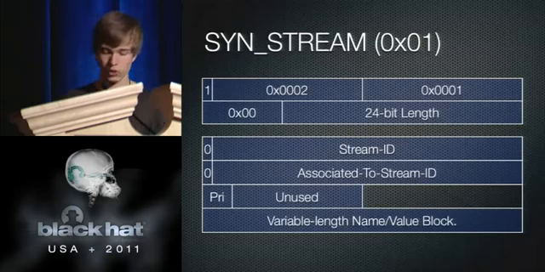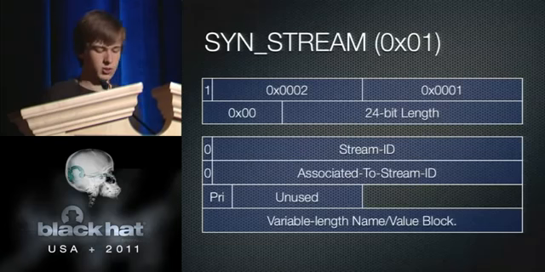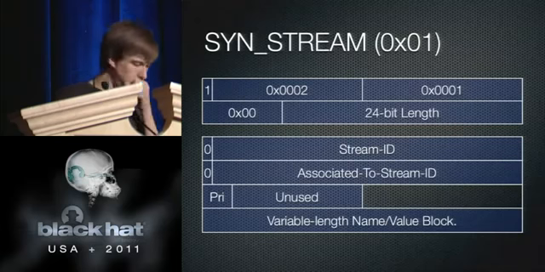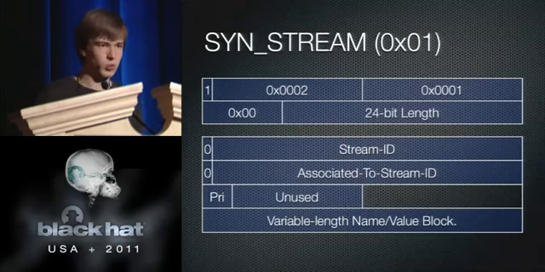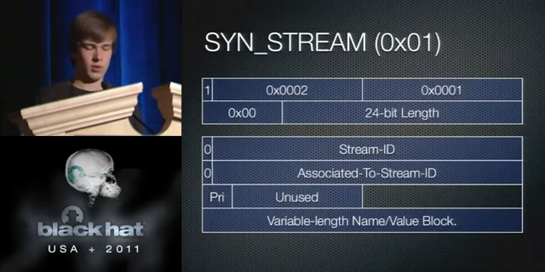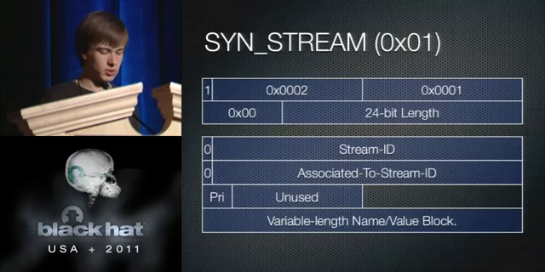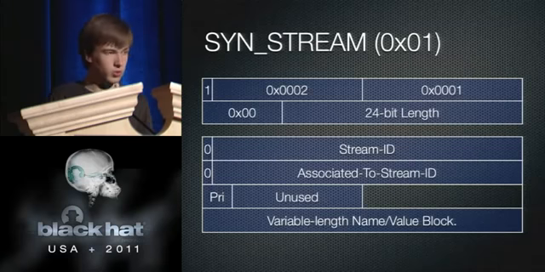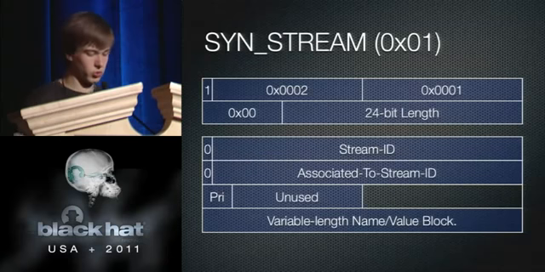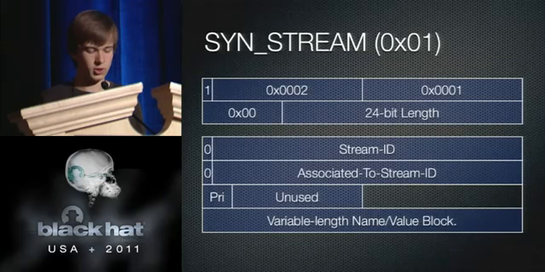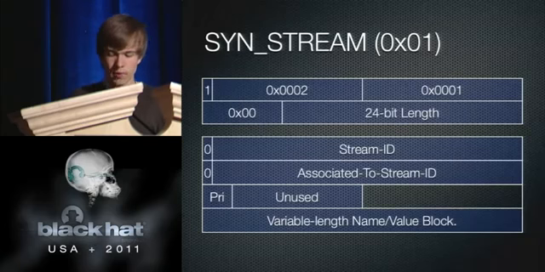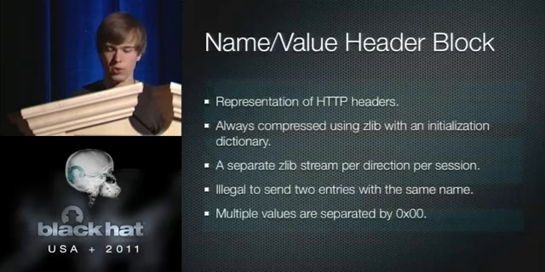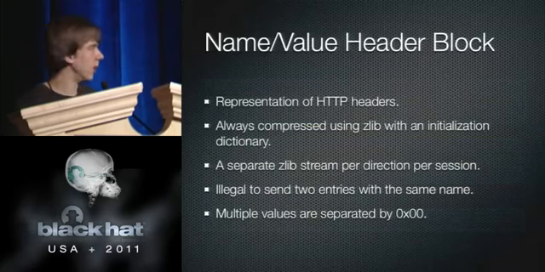If you are a client, you will start with 1. If you are a server, you will start with 2. You have the optional associated-to stream ID. The next field is 3 bits for priority. They actually changed that. In draft 2, this is still a 2-bit field, so you only had 3 options for prioritizing your request. They changed that to 3 bits, so you can do finer granulation on it. Then we have some unused space, and then comes a variable length name value block. This name value block is pretty handy because it's a representation of HTTP headers in SPDY.